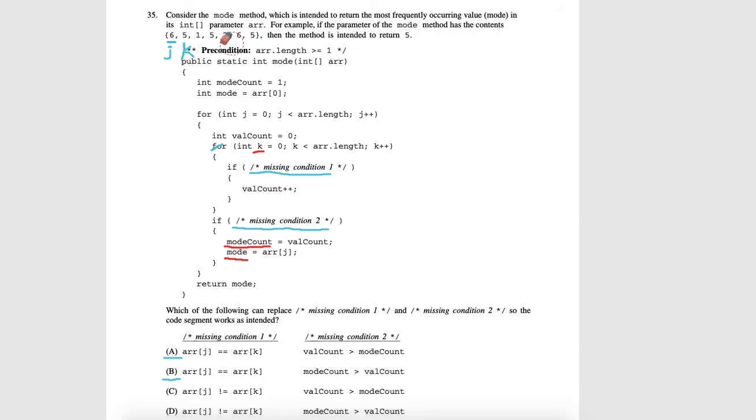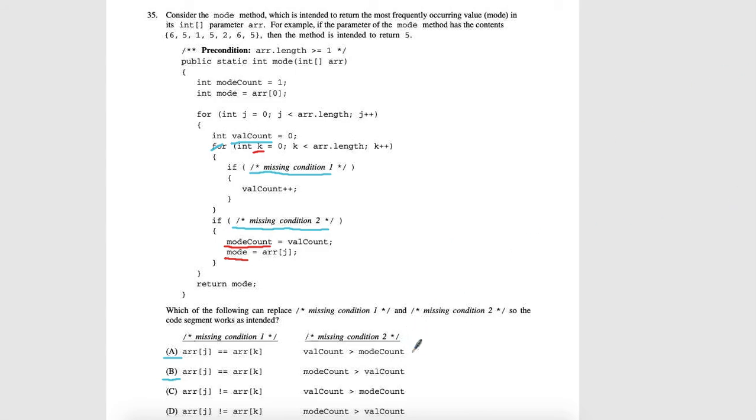Then what you want to happen, if you have a number in the array which occurs more commonly than the current mode, is you want to replace the current mode with the new mode. And the way that you check that is in this conditional statement here. You want to say something about val count, in other words, the number of times the current value appears, something about val count being greater than mode count, because those are the circumstances where you would want to replace mode count with val count.